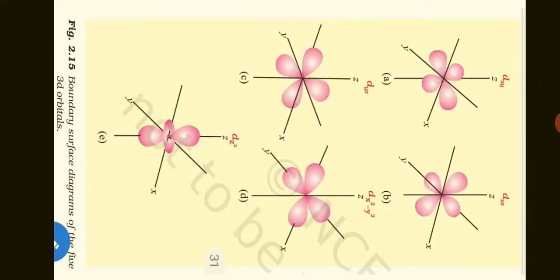Now we will see the shape of d orbitals. So you can see dxy, dxz, dyz, dx square minus y square and dz square. So these are the five d orbitals which have different orientations.